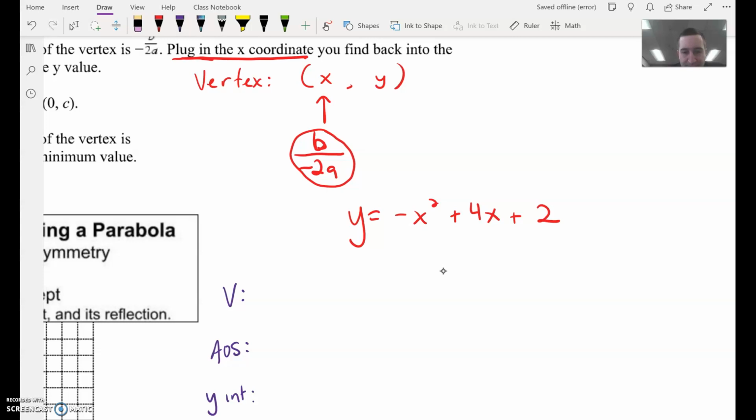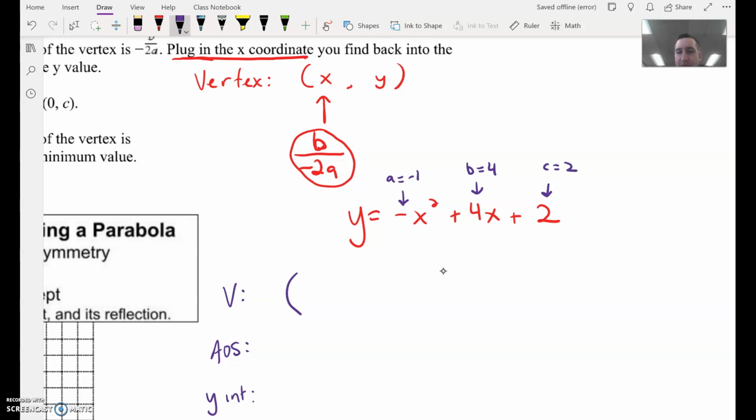So the formula for the vertex is you put b, which honestly, let's go ahead and label these. This is great. You should label this every time. The a value is -1. The b value is 4. And the c value is 2.